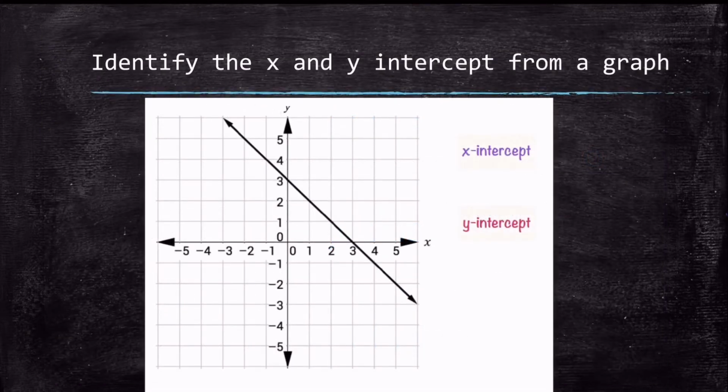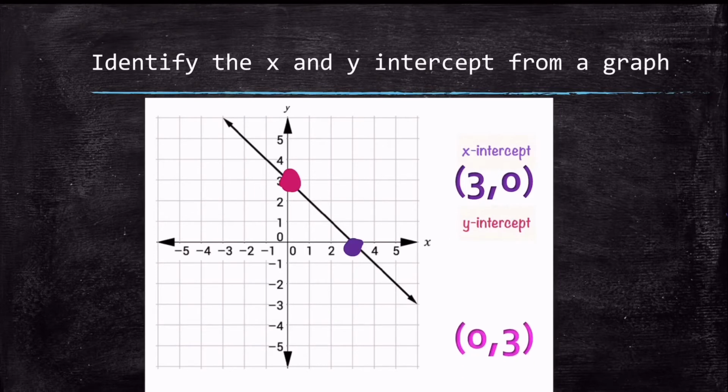So let's look here. This one says identify the x and the y-intercept from a graph. So remember, the x-intercept is the point where it crosses the x-axis. That is a specific point. So here, my x-intercept is 3, 0. Do you see how it says the y-coordinate is 0? Then my y-intercept is the point where it crosses the y-axis. And here, my x-coordinate is 0. So do you see the difference between your two coordinates? Okay.